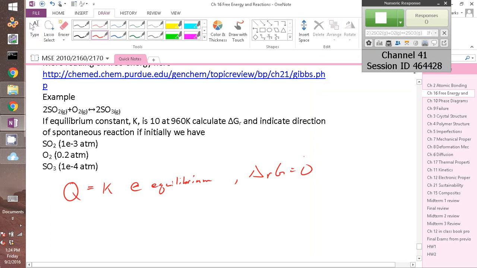So if the equilibrium constant is 10, okay, so I've given you that, and I say the temperature is 960 K, calculate delta Rg, and indicate the direction of spontaneous reaction if we have these things initially. Okay, so we'll work through this together, so I don't want people to stress over the points on it, but turn to your neighbor and tell them how you think you would start this problem.